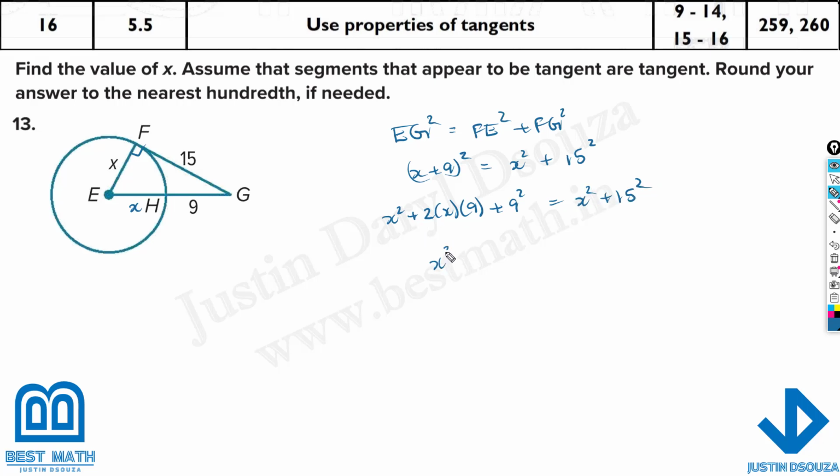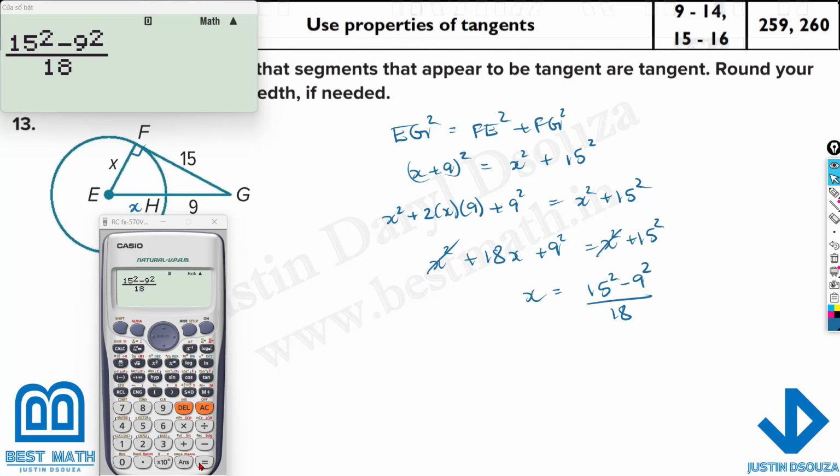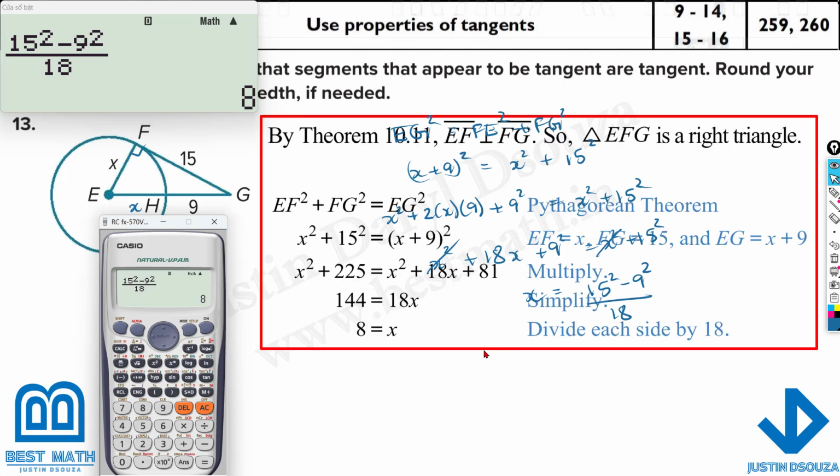And here we have x squared plus 18x plus 9 squared equals x squared plus 15 squared. We can cancel it off and we will just take x will be equal to 15 squared minus 9 squared, 225 minus 81 divided by 18. Put it in the calculator and you will get the answer. Here we go. I've substituted everything. The answer is 8. X is 8.